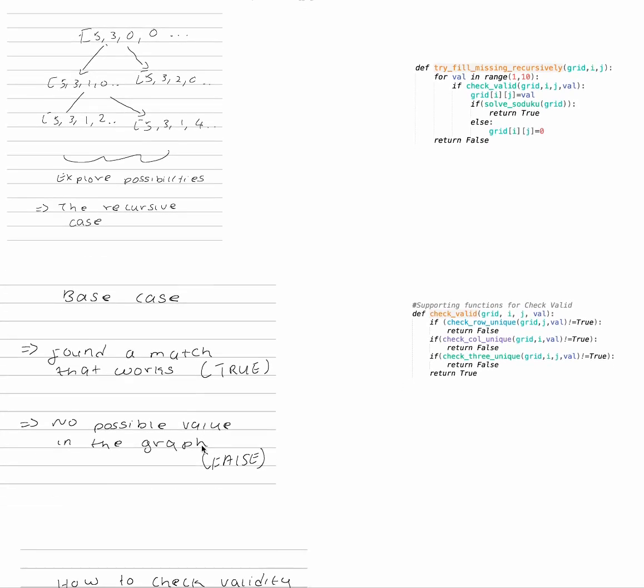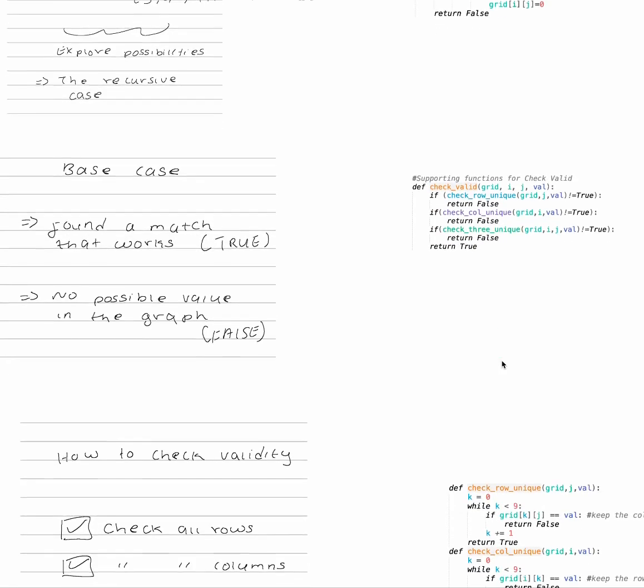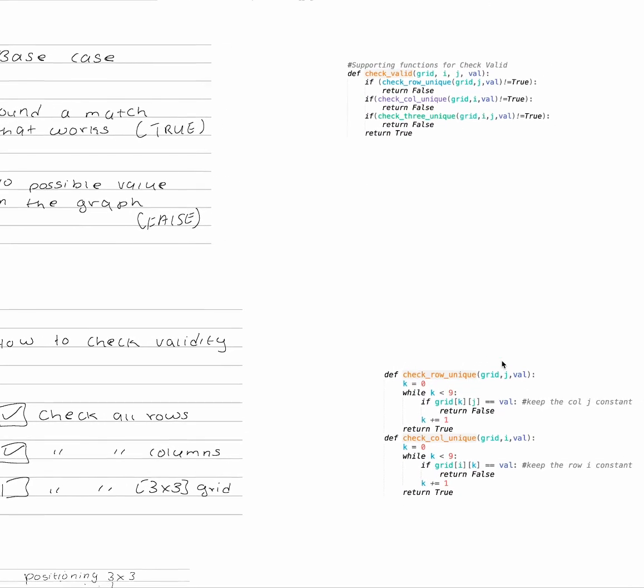To solve the puzzle, we first need to ensure that each row contains unique values. The next thing we need to check is that each column contains unique values. After that, we need to check that all the numbers in each of the 3x3 subgrids are unique.